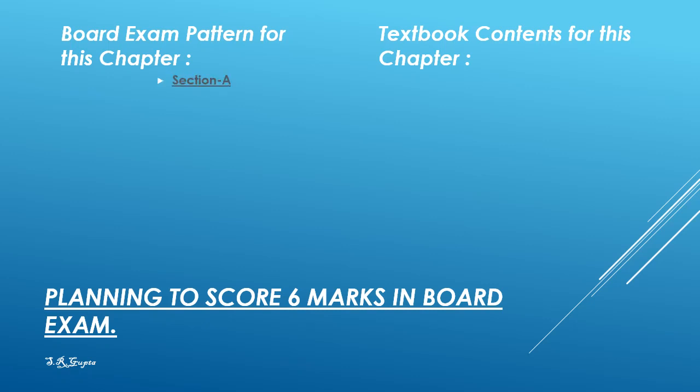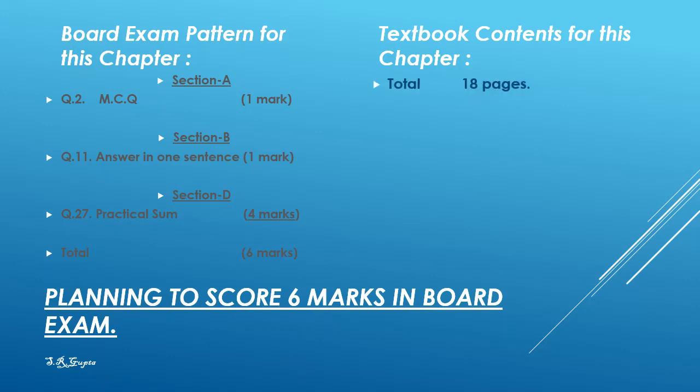So, board exam pattern. In Section A, question number 2, one MCQ will be for 1 mark in your board exam from this lesson. In the same way, in Section B, question number 11 will be answered in 1 sentence for 1 mark. And in Section D, there will be one practical sum, question number 27, for 4 marks. So, like this, there will be a total of 6 marks weightage in your board exam.